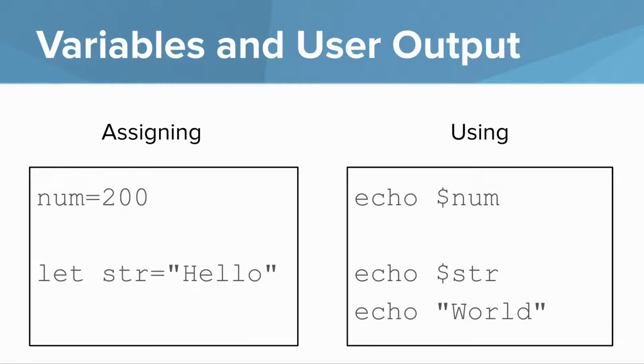To use the variable, you need to add a $ sign before the variable. In this example, we are using the echo command, which will output the value to the console. Echo can be used for variables, but also for string literals. So if I want to echo the number that I created, I do echo $num. I can echo the string with echo $string, or I can use a literal, echo world.